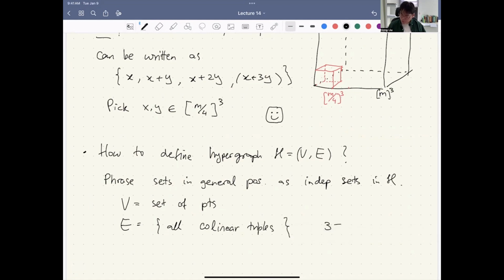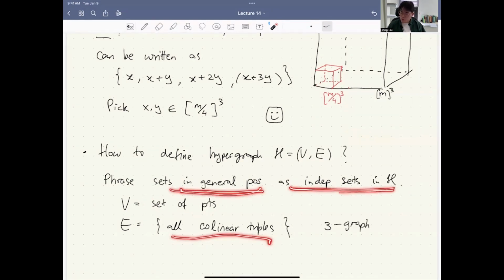So it's a 3-uniform hypergraph, a 3-graph. What's an independent set? An independent set is a subset of the point set with no hyperedges, no collinear triples. That means they are in linear position, general position. So we make the correspondence if you consider this hypergraph. Okay.